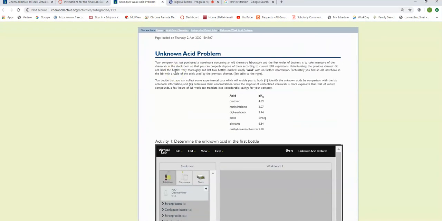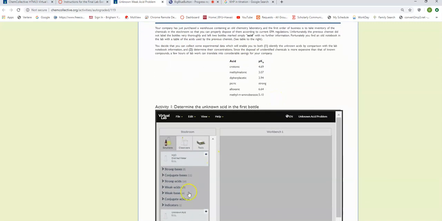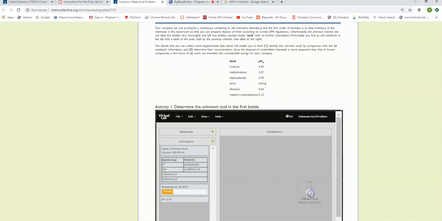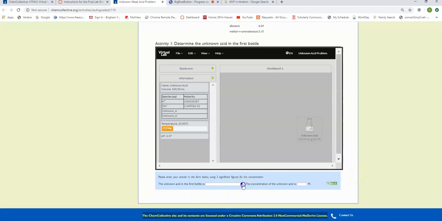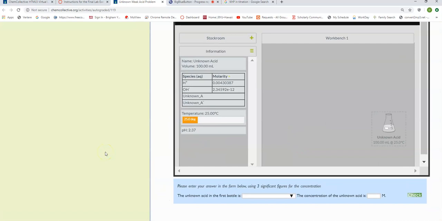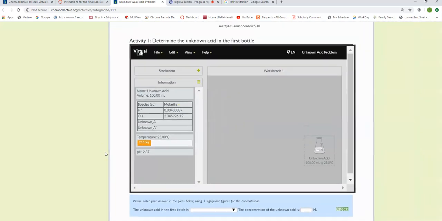So unknown acid problem. Your company purchased a warehouse and there's a bunch of acid around, and you need to decide this bottle that says acid, right? Here it is, unknown acid. It just says acid. We need to know what's in the bottle. So these are our choices. And then we also want to know the concentration of that acid to 3 significant figures. Okay. Now, did you get to look into it at all, Zaf? Do you have any ideas?